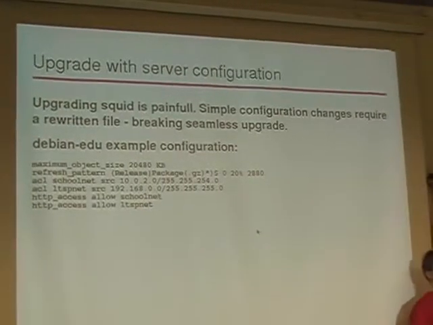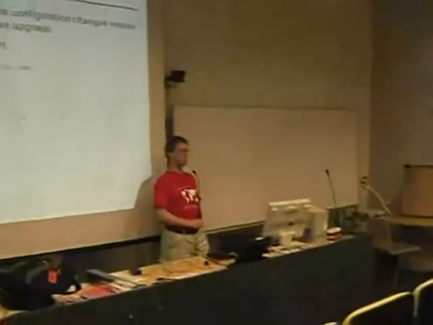In Debian Edu, we want to set a few values. We want to increase the maximum object size because we use Squid to proxy or cache Debian packages. We want to refresh the apt release packages file a bit differently from the rest of the files it is caching, and we want to add access to the local network. And we want to add 6 lines to the configuration file. And we would love this to survive configuration package upgrades with no questions asked.